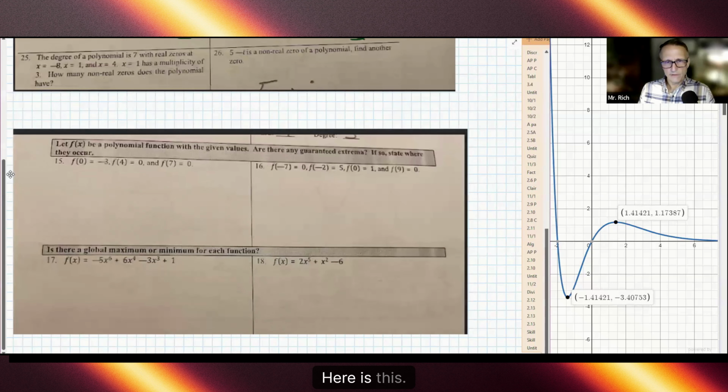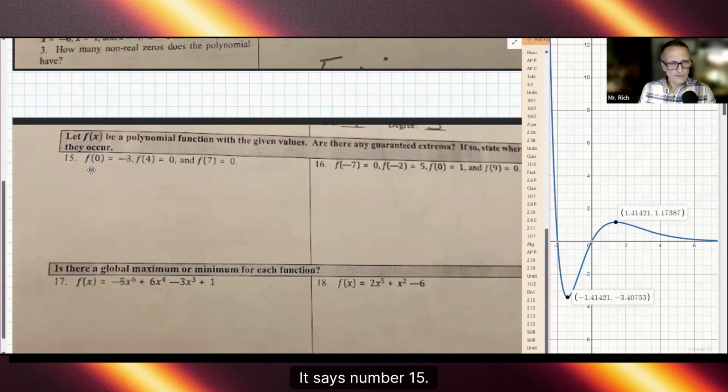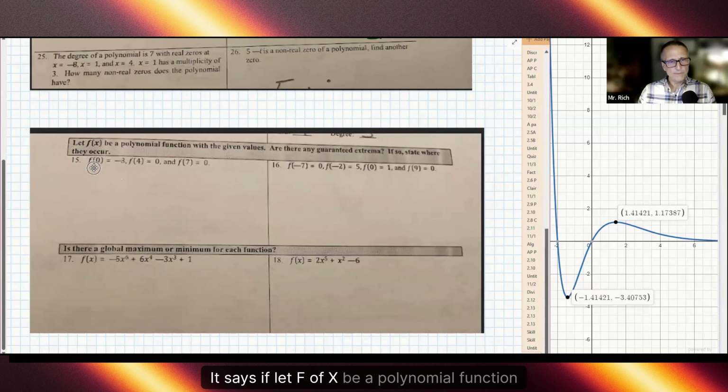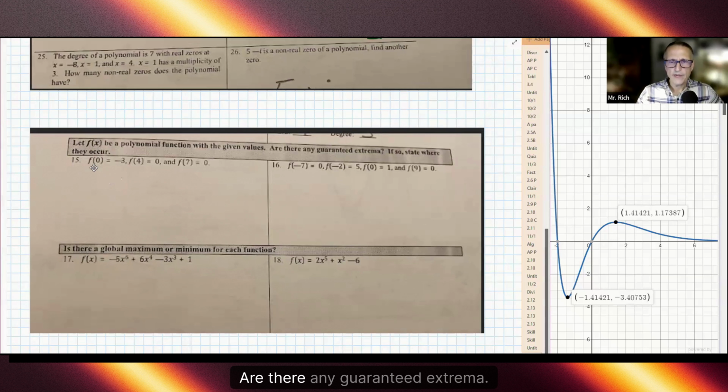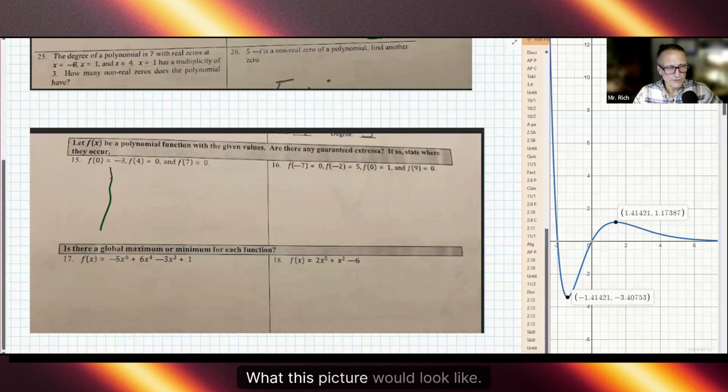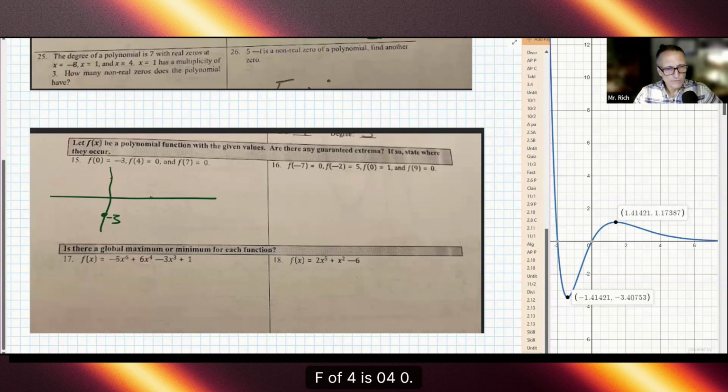Here is this. It says, number 15, let f of x be a polynomial function with the given values. Are there any guaranteed extrema? If so, state where they occur. Okay, well, I'm going to sketch what this picture would look like. F of 0 is -3. F of 4 is 0. F of 7 is 0.